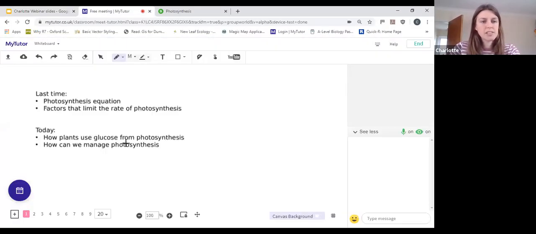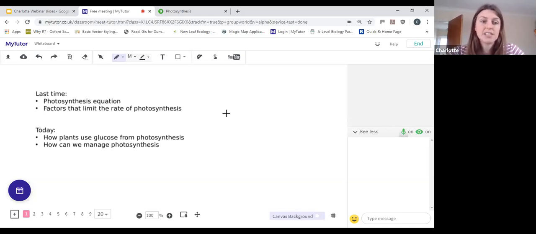Okay, so as I said, today is the second lesson on photosynthesis. Last time we ran through the photosynthesis equation and all of the factors that limit the rate of photosynthesis. So we looked at the graphs that show how light intensity, carbon dioxide concentration and temperature affect photosynthesis in plants, and talked through how all of that affects plant growth, as well as the process of photosynthesis itself.